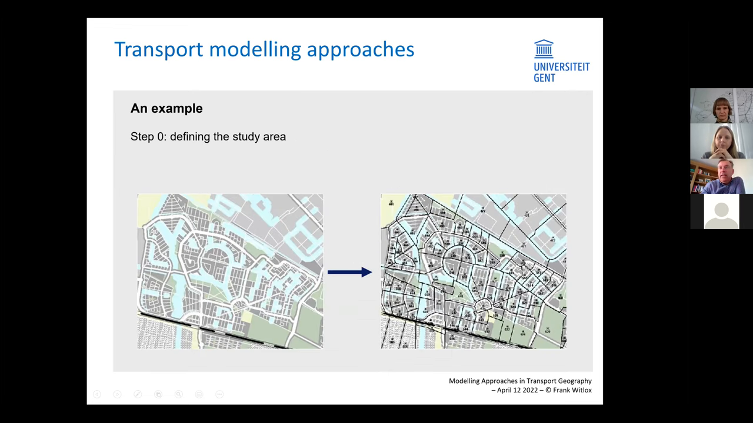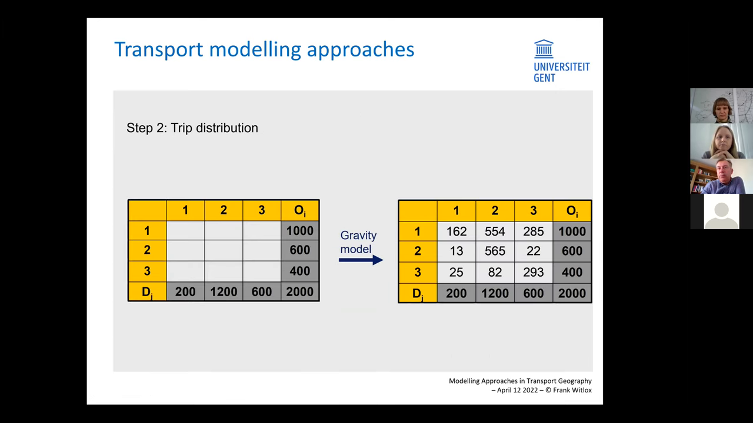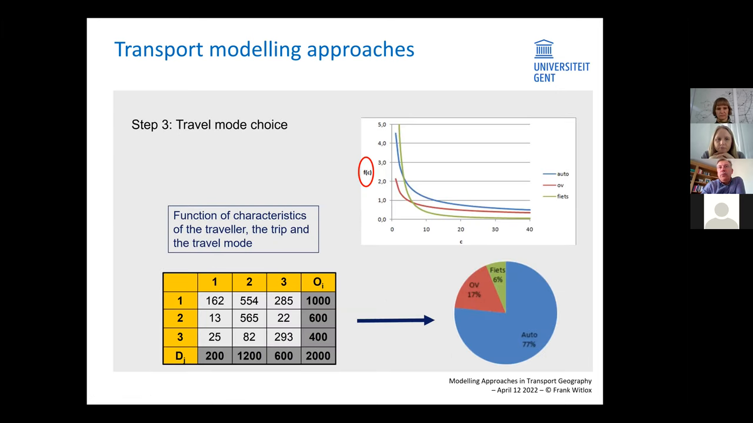Well, the example that I gave here, let's say how it works. This is an area. You define the area in different zones. You then apply a regression analysis to find the total number of trips made in the system. You then apply a gravity model. Then you look for a travel mode choice on the basis of multinomial logit or a discrete choice model type of approach.